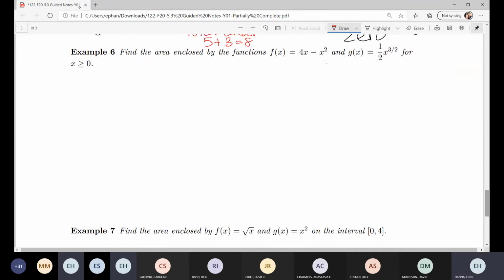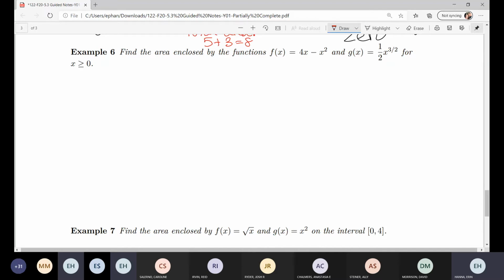These last two are slightly different than the ones we've already done, specifically because it's now giving us two different functions, and one of them is not the x-axis. It's the same exact process. It's just that one of them is no longer the x-axis. So say we want to find the area enclosed by the functions 4x minus x squared and 1/2 x to the 3/2.